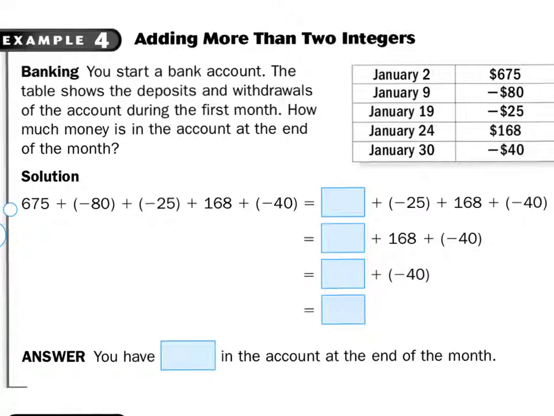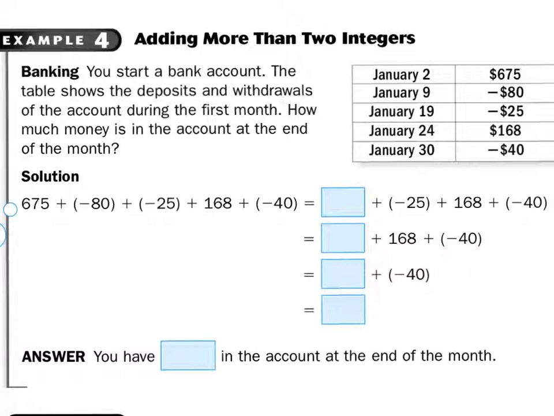In example 4, we will add more than 2 integers again. This one is in word problem format. You are starting a bank account, and the table shows the deposits and withdrawals of the account during the first month. How much money is in the account at the end of the month? Positive numbers indicate a deposit, negative numbers indicate withdrawal. You basically want to just add this entire list together.